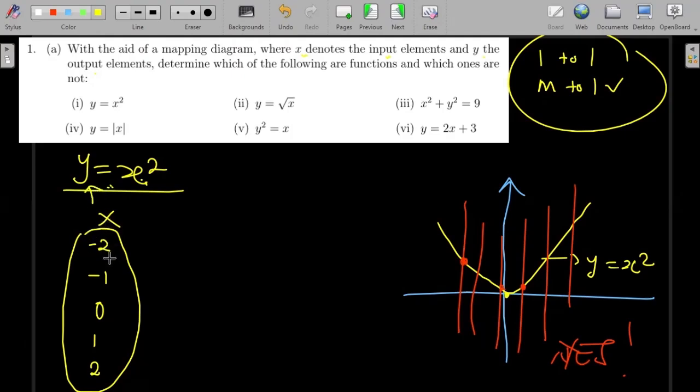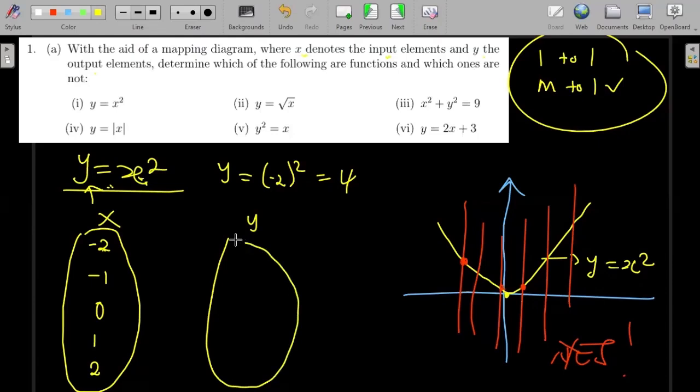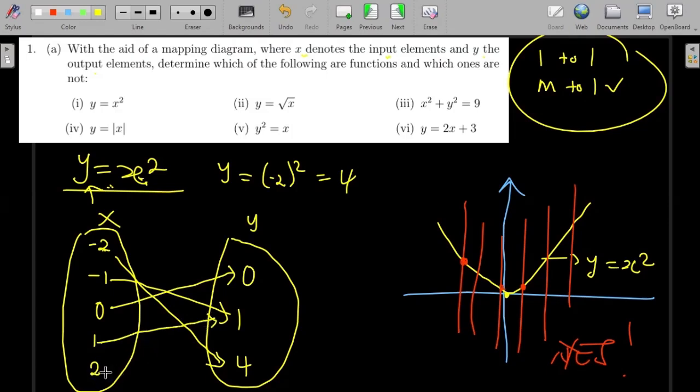For the -2, we're going to say y equals, when x is -2, what is y? Where there's x here, I'll put -2. So this will be 4. So the -2 here is mapped to 4. In fact, you should write the y values in order here. I didn't write them in order on the other part. So we had 0, 1, and 4, right? If I square this, I get 4. If I square 1, I'm getting 1. If I square 0, I'm getting 0. If I square 1, I'm getting 1 again. If I square 2, I'm getting 4.